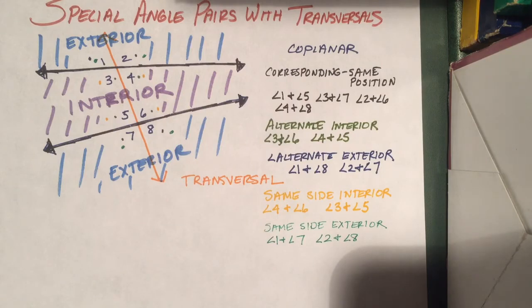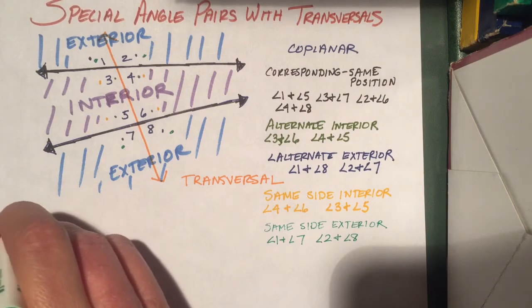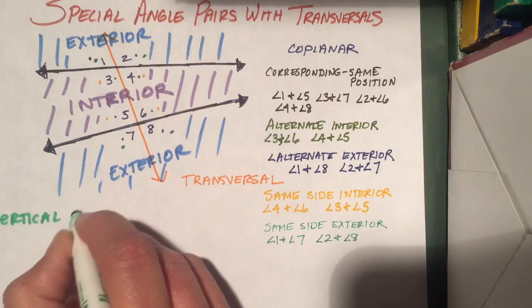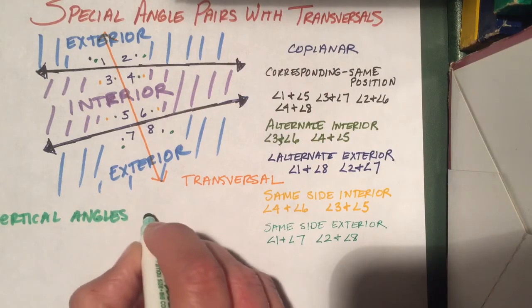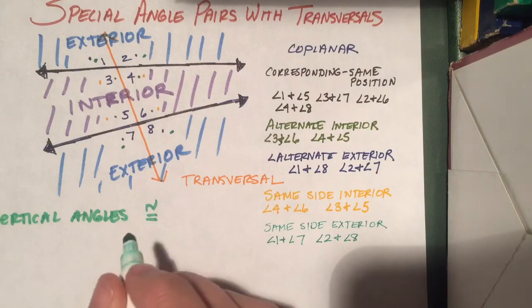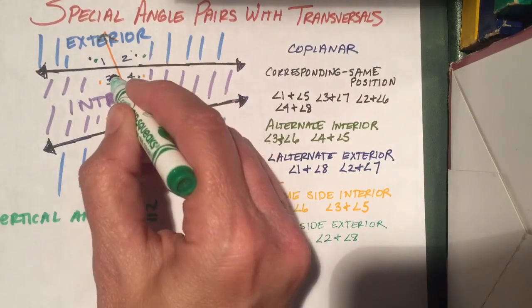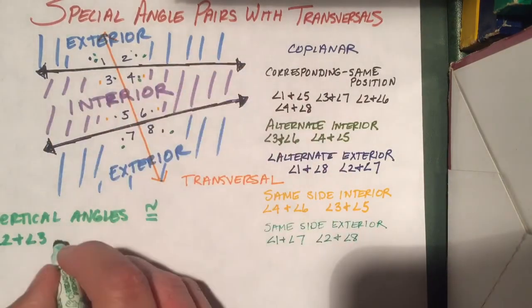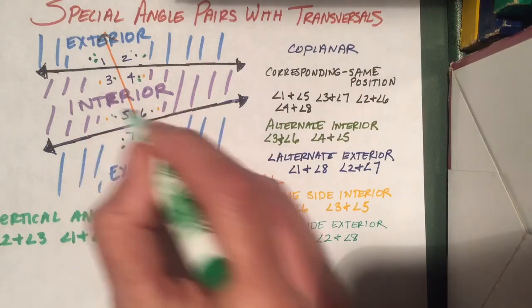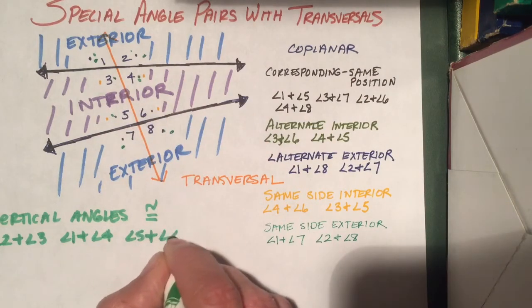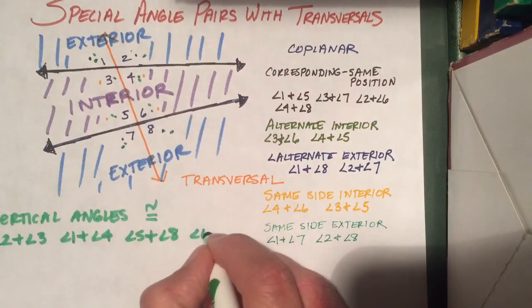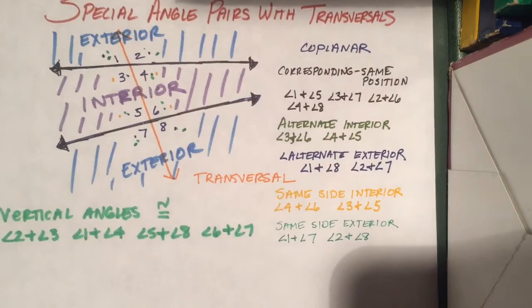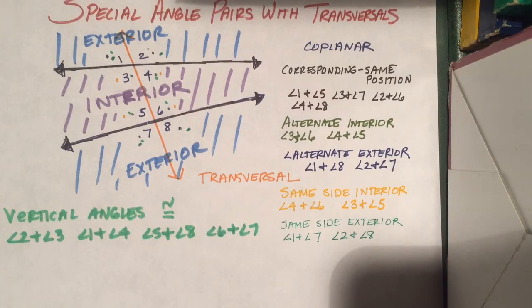Now, we do have a couple of other angle pairs that we have already talked about that are already present, and that is the vertical angles, which we know are always congruent. And you've got vertical angle pairs here as well. 2 and 3. 1 and 4. 5 and 8. And 6 and 7. We've already talked about vertical angles. We already know what those are, and we know that each pair individually is congruent to each other.